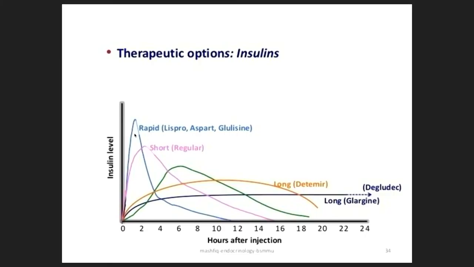Also, as you can see, the peak effect is 1 to 2 hours, and this is good to prevent postprandial hyperglycemia. And the duration is very short, about 3 hours. This short duration, 3 hours, is an advantage in some patients and a disadvantage in others. That's why not every patient should have rapid-acting insulin analog.